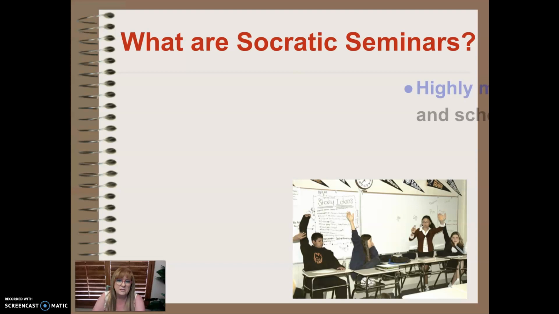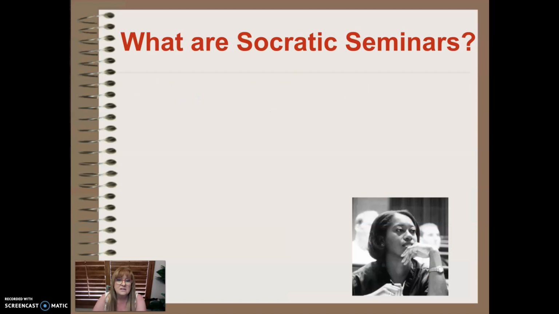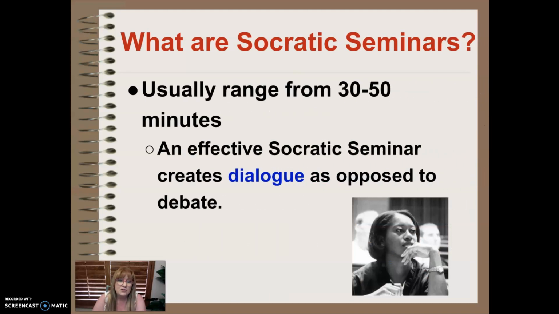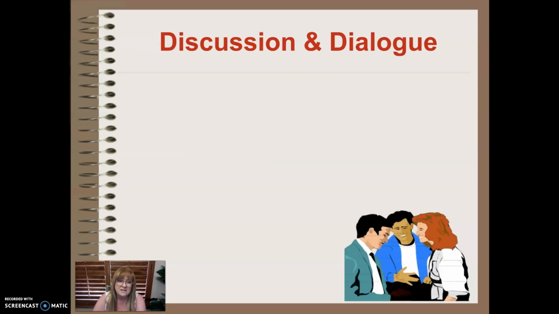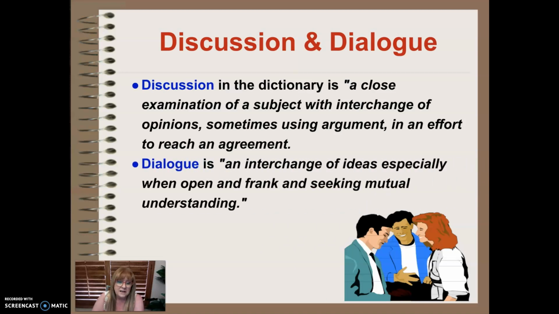So what are Socratic seminars? It's a highly motivating form of intellectual and scholarly discourse. It usually ranges from 30 to 50 minutes, and an effective Socratic seminar creates a dialogue as opposed to a debate. So we're going to look at discussion and dialogue. The definition of discussion is a close examination of a subject with interchange of opinions and sometimes using an argument in an effort to reach an agreement. A dialogue is an interchange of ideas, especially when open and frank and seeking mutual understanding.